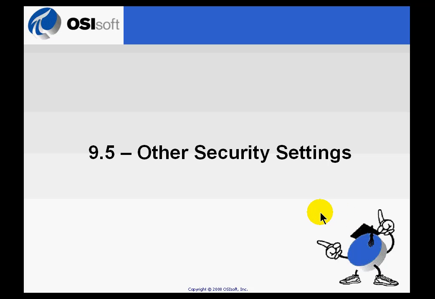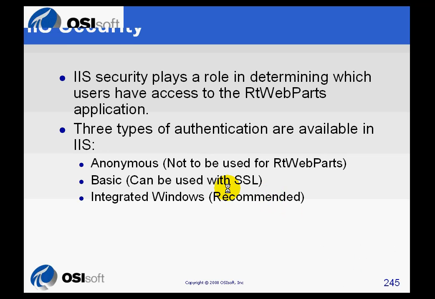Other security settings affect your RT Web Parts experience. For example, IIS itself has 3 different methods of security. And of course, the method you choose is going to affect how people get access to RT Web Parts. There is an anonymous security that we don't recommend, although we do support it.